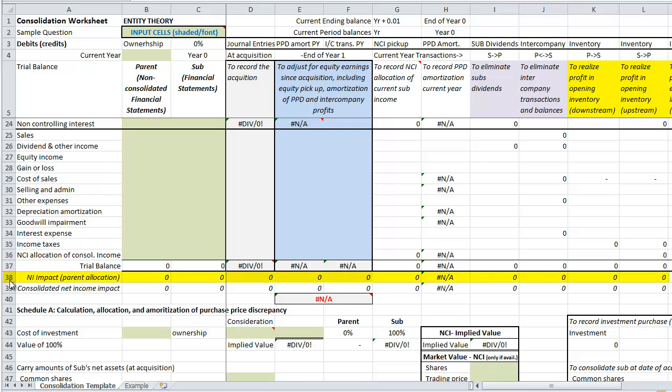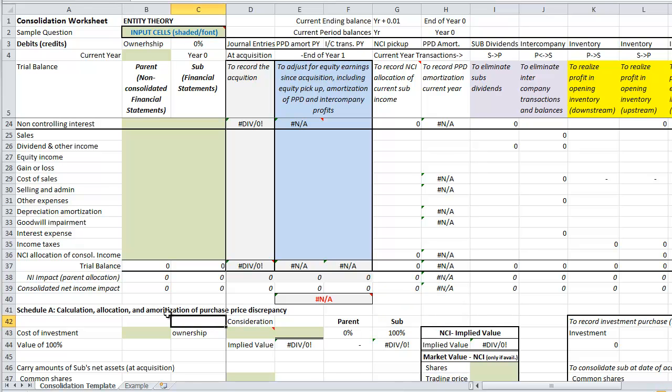Note that this line ultimately becomes the parent's allocation of the consolidated net income, and not the consolidated net income itself, which is on the line below that. The non-controlling interest allocation of the net income is included on row 36. You'll also see that I've embedded little notes throughout the spreadsheet to help you fill it in, but I'll leave that for you to explore.